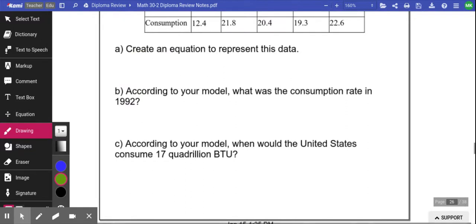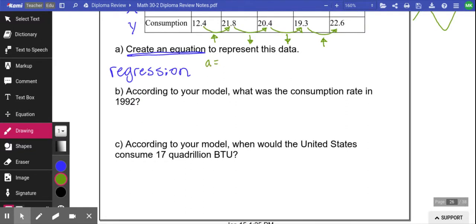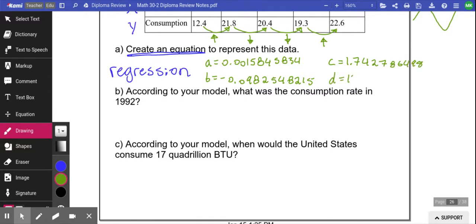It says A equals 0.0015845834. B equals negative 0.0982548215. C equals 1.7427866495. And it should say that D equals 12.44168052. If you get an awful one like that, you do have to use every decimal value there.